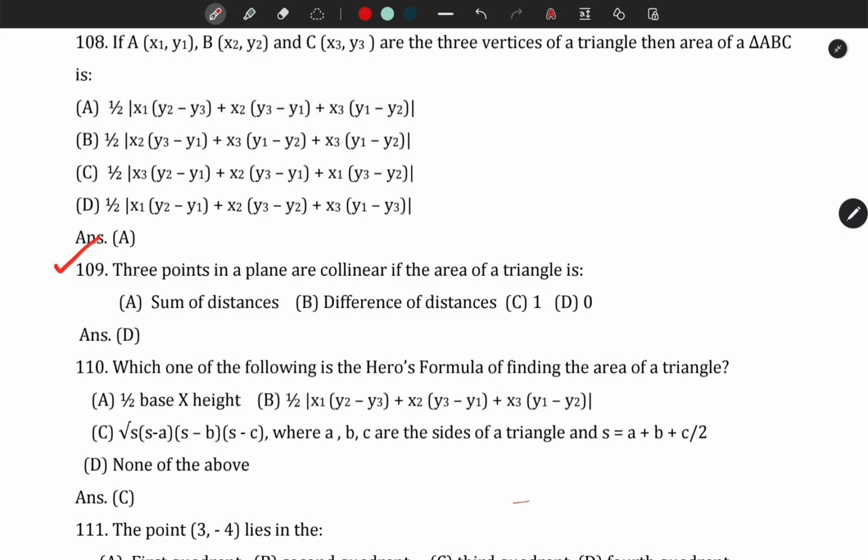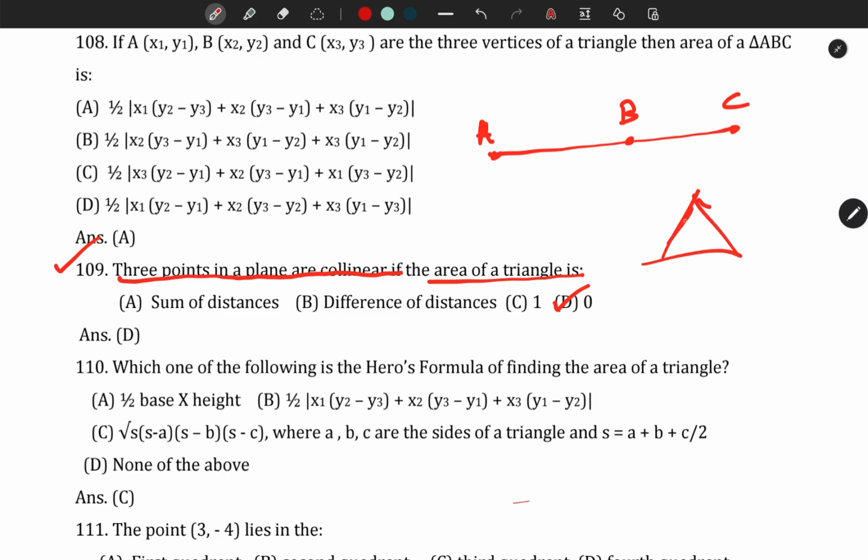Next question is also based on area. 3 points in a plane are collinear if the area of the triangle is 0. Now 3 points on a plane being collinear means they are in one straight line. So if they are in one straight line, they will not form any triangle. Since they will not form any triangle, there will be no area. So here the area of the triangle is 0. So if the points are collinear, remember the area of the triangle is 0.